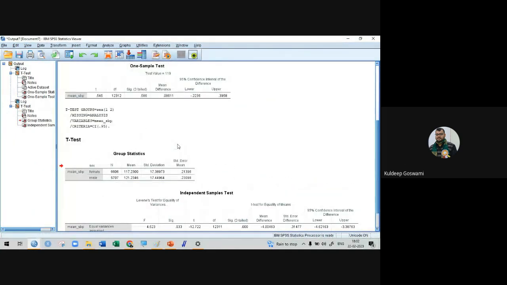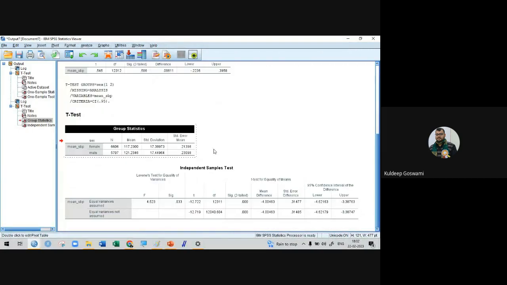Again, two different tables come in the SPSS output. The first one is group statistics. What SPSS calls group statistics, we statisticians call descriptive statistics. Well, there are 6,606 females among the respondents and 5,707 males. And these are the means, standard deviation, standard error, and so on.